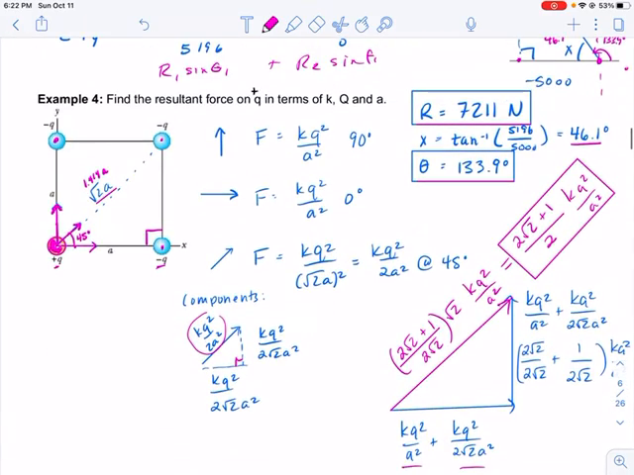All right, we've got one more example here, and this one's a bit more abstract. I'm going to section off the work, kind of snuck down into example 4. In example 4, let me start fresh here. In example 4, it says, find the resultant force on Q in terms of K, Q, and A.